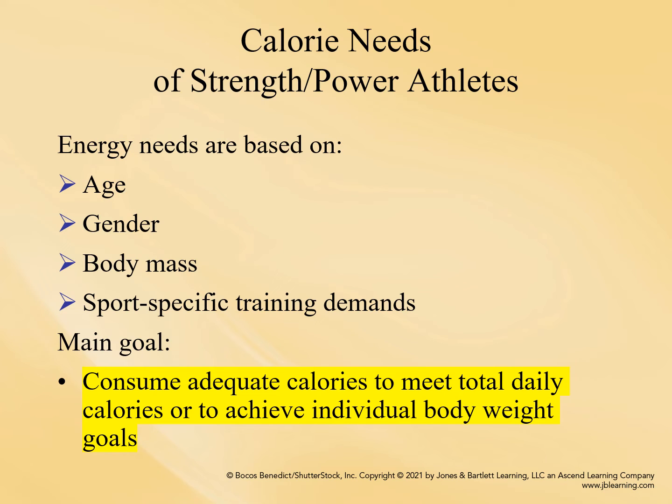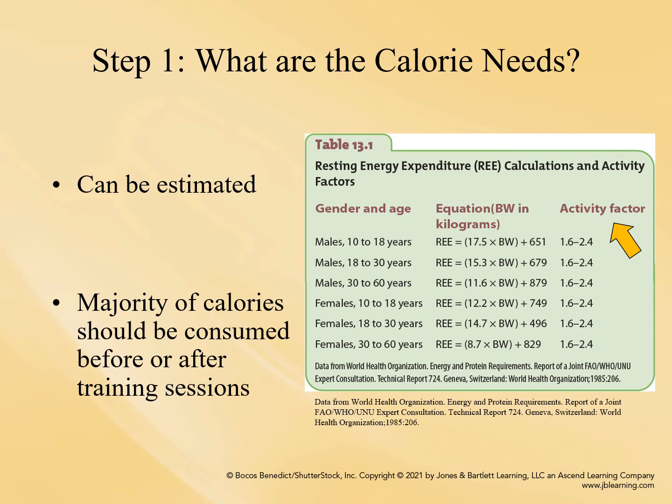So how do you determine the caloric needs of a power athlete? Well, you do the same thing that you did with every other athlete. You look at the age, the sex, the size, and the energy demand of the sport. But the main goal is to make sure that you get sufficient calories. And you've seen this equation several times. Now it's labeled as table 13.1, but it was also in table 12, and it was also way back, I think, in chapter 2 or 3.